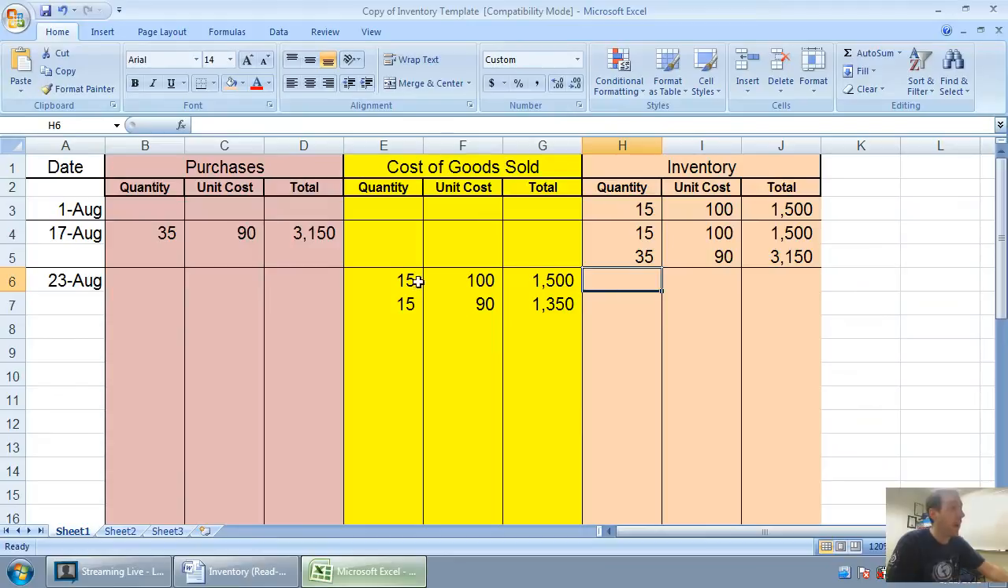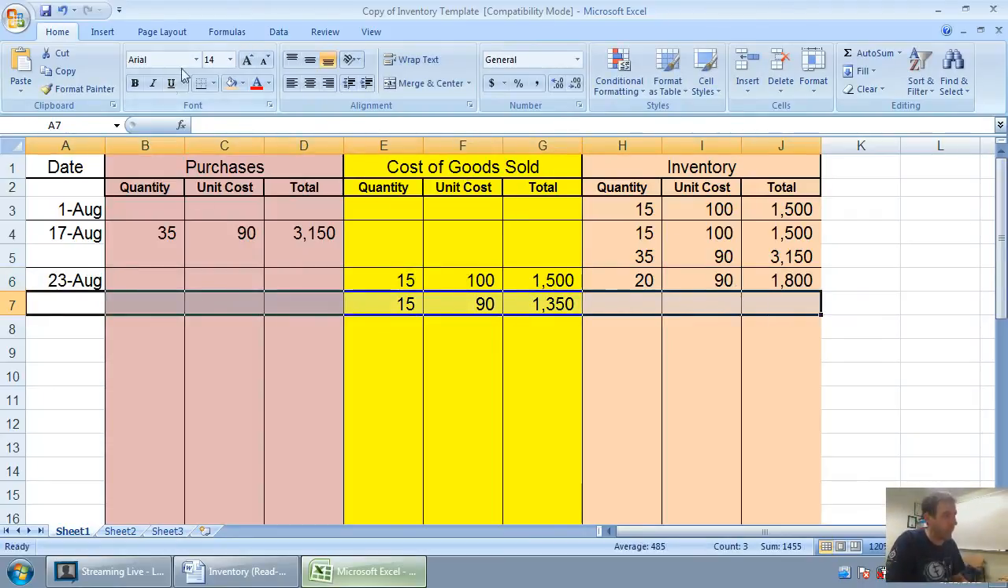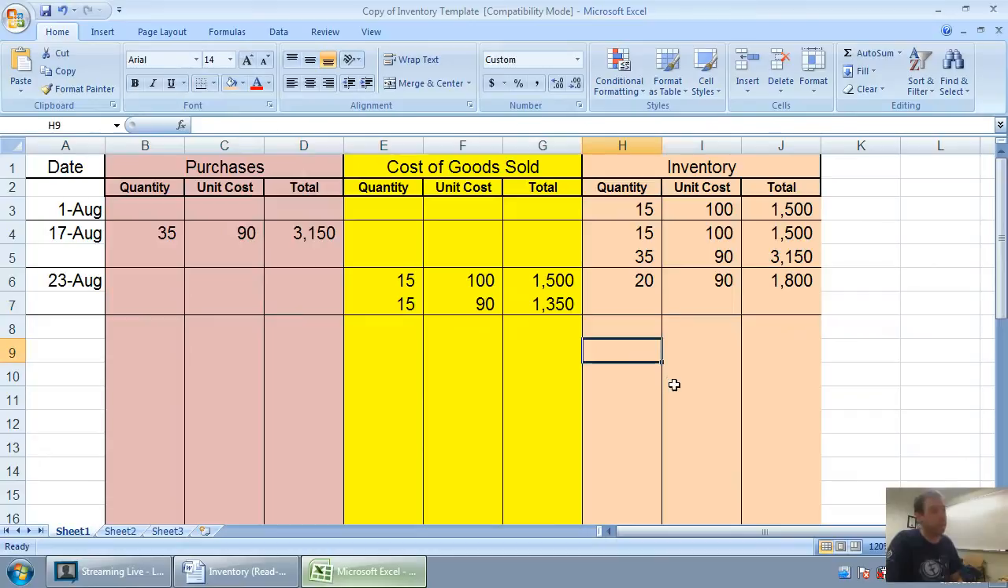Now, I had 15 at 100, I sold 15 at 100, it means I have 0 left. I'm going to do my inventory total now. I have 0 left at 100. I had 35 at 90, and now I've sold 15 of the $90 units, leaving me 20 $90 units sitting around, unsold. If you can understand this line, you can understand the FIFO method. You just look at what you had in inventory, and you say, which units did I sell?